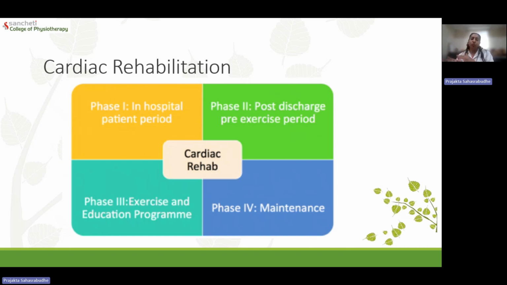From here, the patient moves to phase three, which is the exercise phase and education program. This is a supervised OPD based phase wherein the patient walks into the cardiac rehabilitation OPD, and they would be constantly monitored. They would be given some aerobic exercise, which would be incremental in a way that the heart load, or the intensity of the aerobic exercise, might be changed over a period of time.